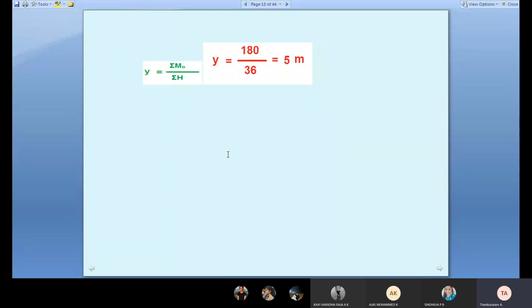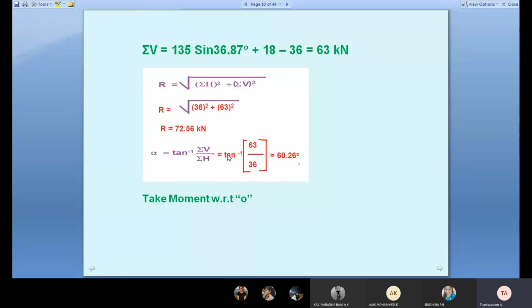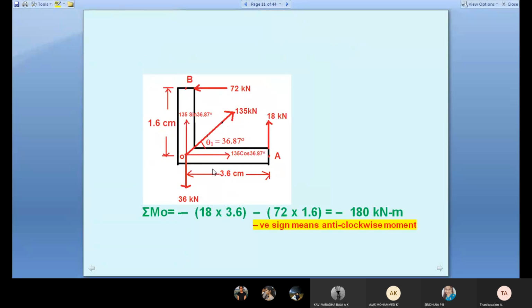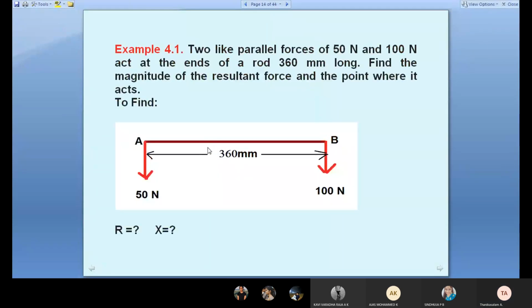Students, any question? Therese, any question for this problem? Vignesh, do you have any question for this problem? Class representative, any question? No, sir. We are going to the next questions.